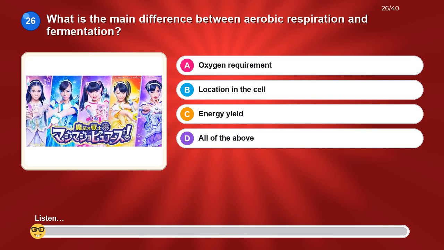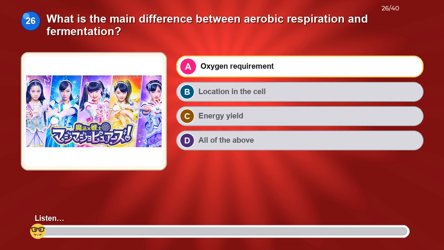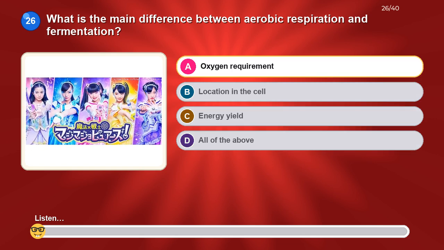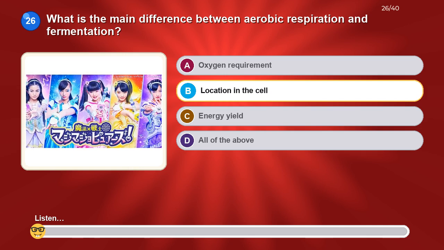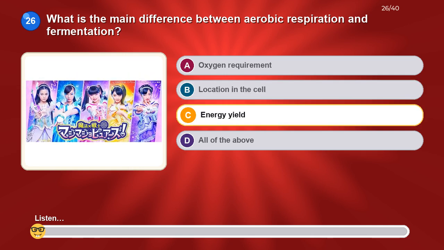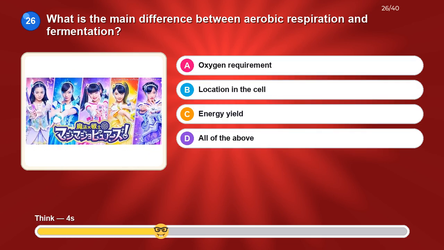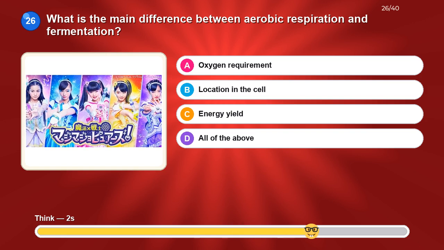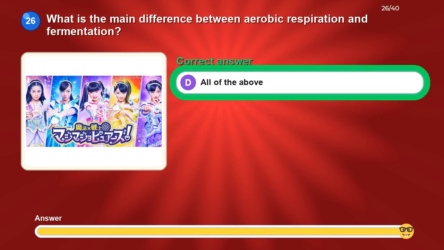What is the main difference between aerobic respiration and fermentation? Option A, oxygen requirement. Option B, location in the cell. Option C, energy yield. Option D, all of the above. The correct answer is all of the above.